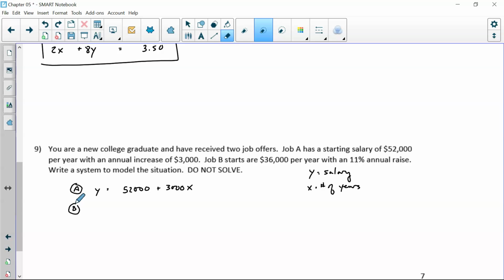Now, for the second offer, it's got a $36,000 starting salary, but an 11% annual raise. So this is a geometric one. What would be y equals 36,000, and it's growth, so it's 1 plus the rate of 0.11, raised to the x power. So our second equation is y equals 36,000 times 1.11 raised to the power of x. There's the 2 equations we would be using.